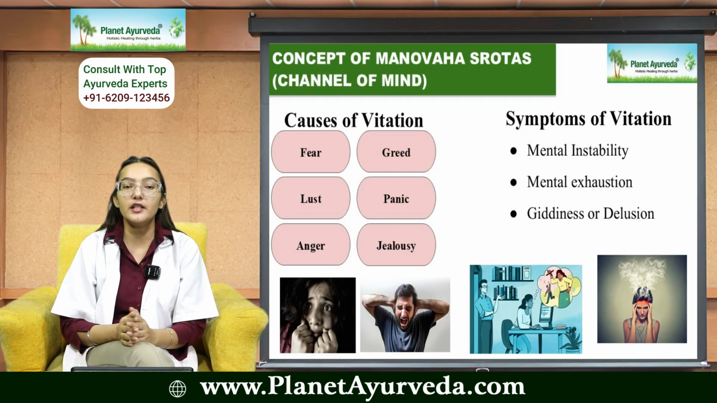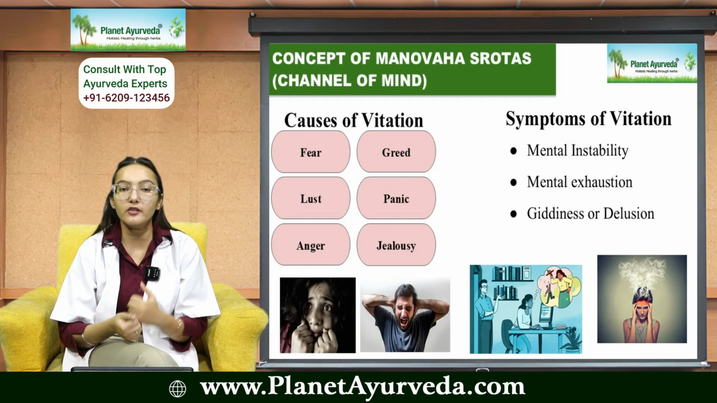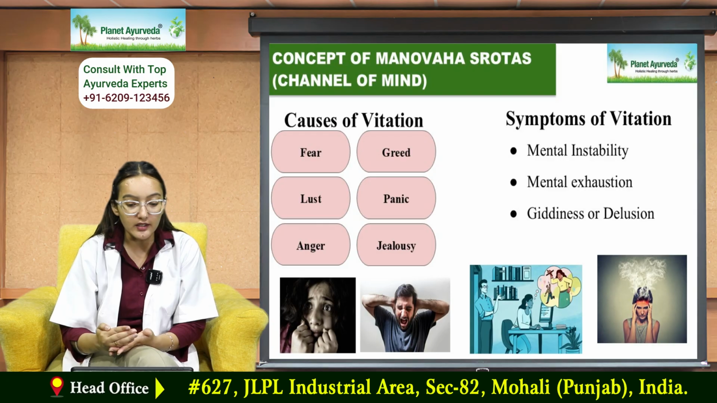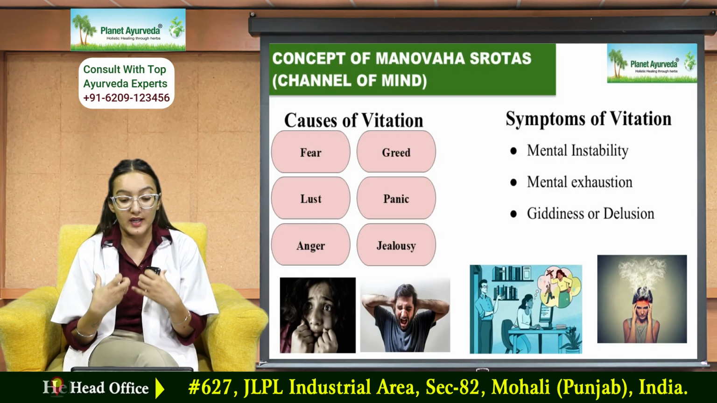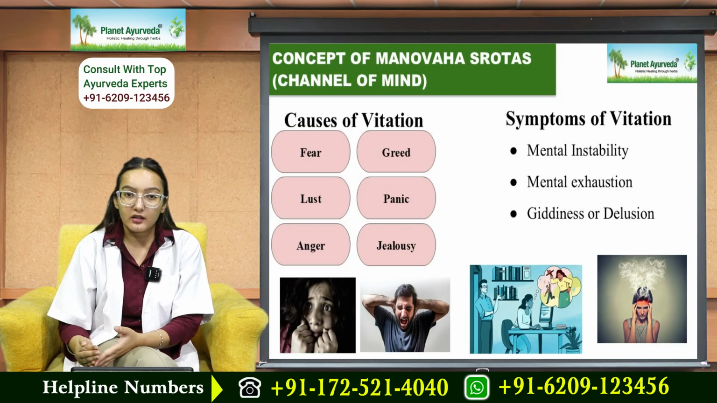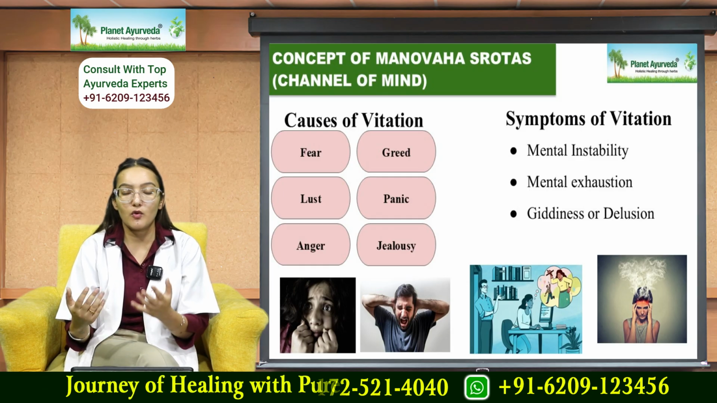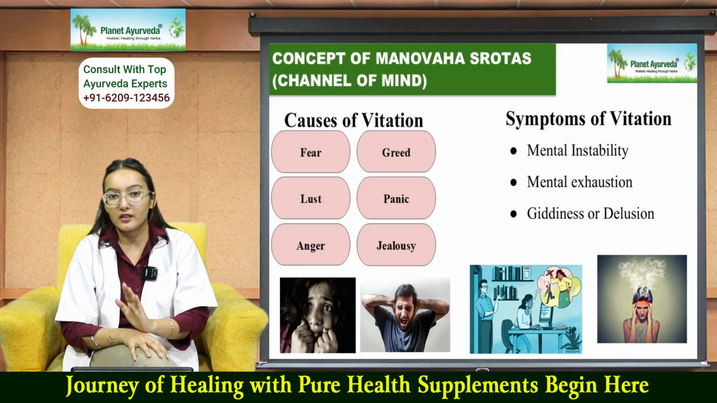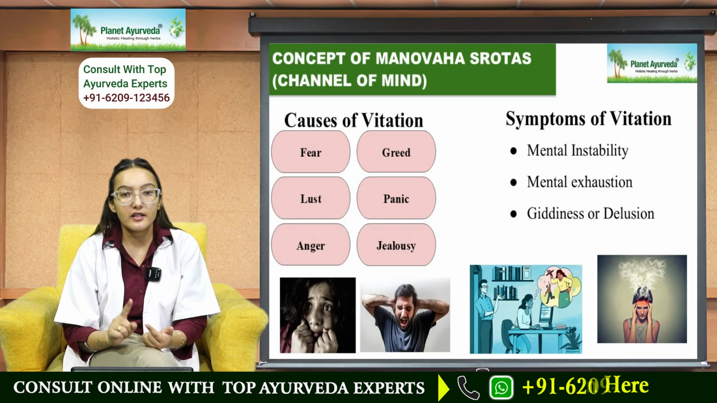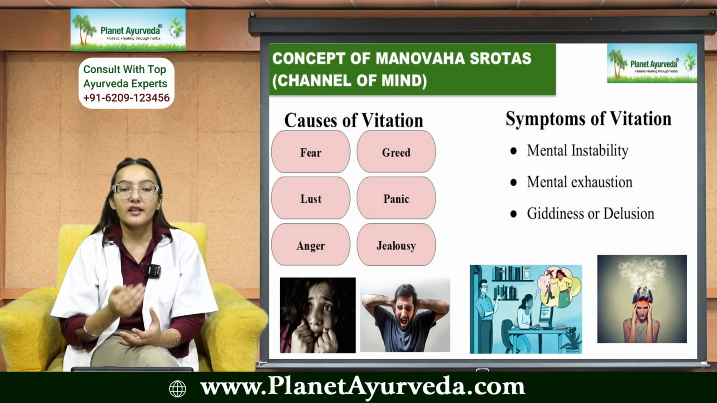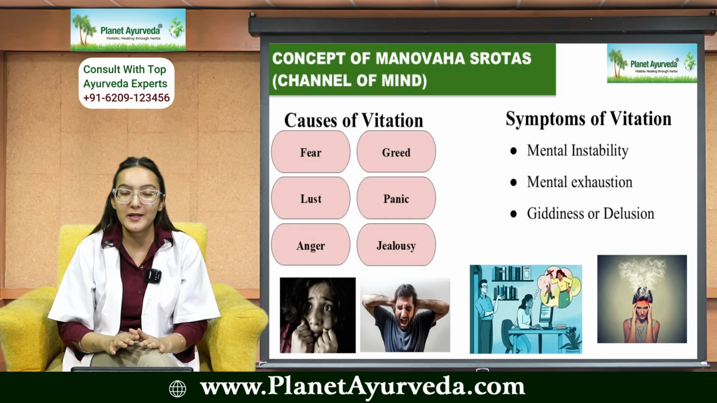The causes of vitiation are basically related to emotions, whether we are angry, whether we are in more fear, more greed, more panic, more jealousy, more anger, more lust. If there is excess of anything, it will vitiate the Manovaha Srotasa. The symptoms will obviously be related to mental health, but that mental health will further affect our body too. These symptoms include mental instability, mental exhaustion, giddiness or delusion, bad emotions, overthinking, and also a very relaxed mind.